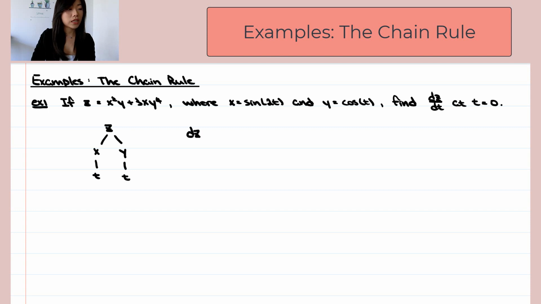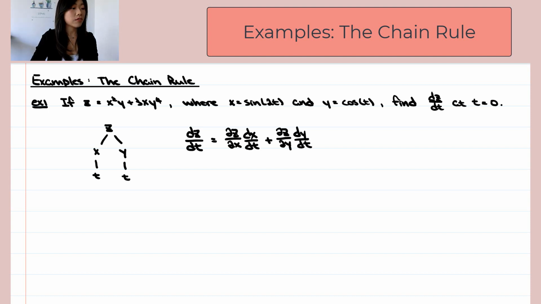So the total derivative of z with respect to t, using this tree diagram, is the partial of z with respect to x, times dx over dt. And I use the total derivative for x with respect to t because x is a single variable function. It is a function of t only. Then plus, along the right side branch, I have dz over dy, times dy over dt.